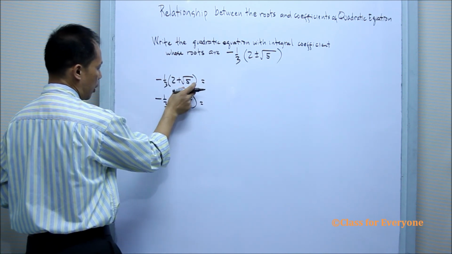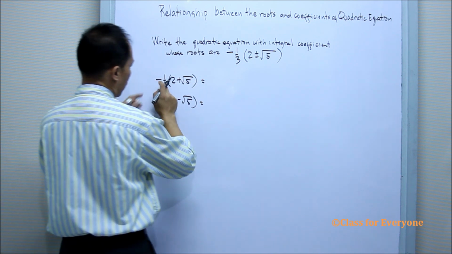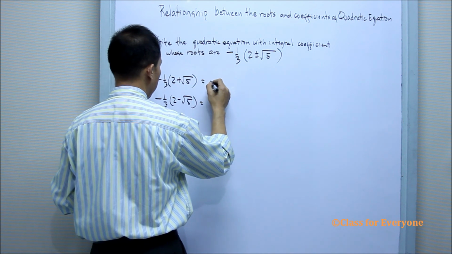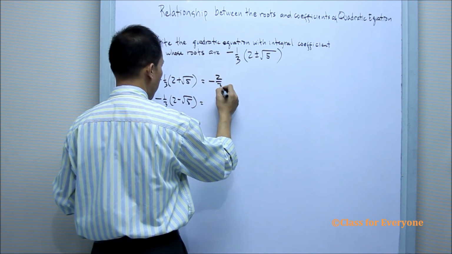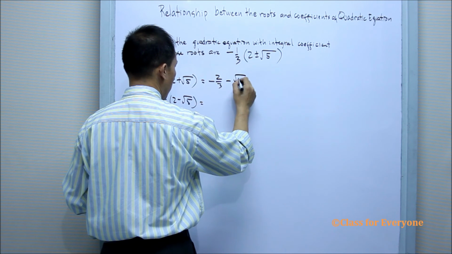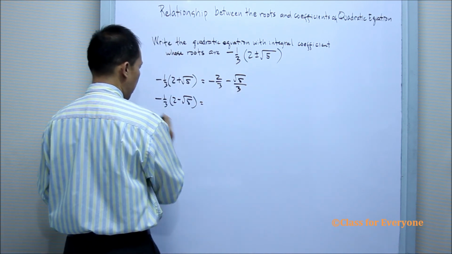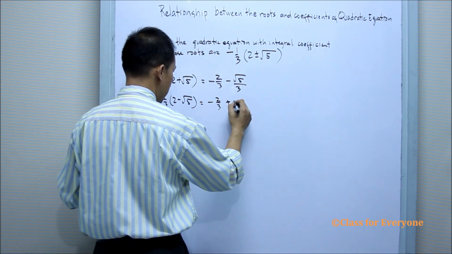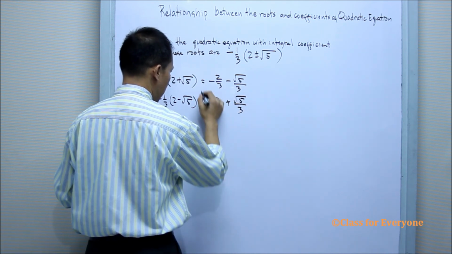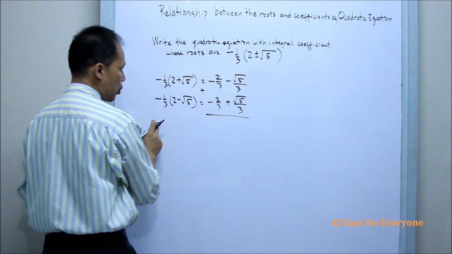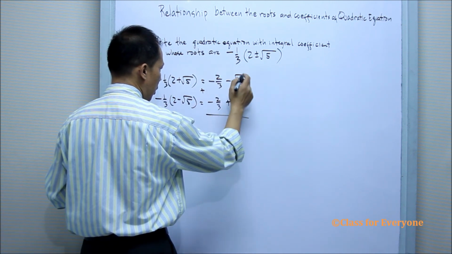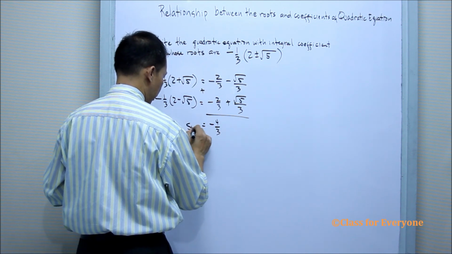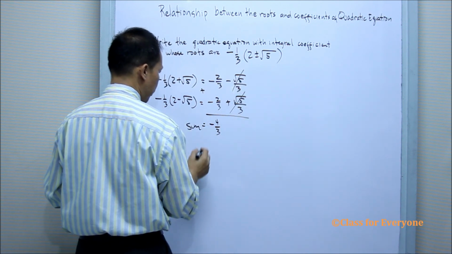We can distribute this 1/3 to each of the terms. So we'll have negative 2 over 3 minus the square root of 5 over 3, and then we have negative 2 over 3 plus the square root of 5 over 3. If I'm looking for the sum of the roots, this will be negative 4 over 3, and the square root terms will cancel.